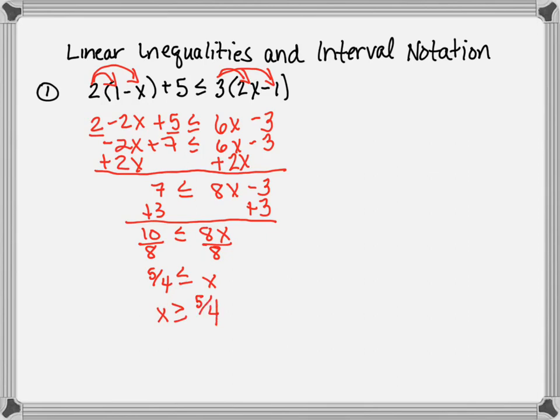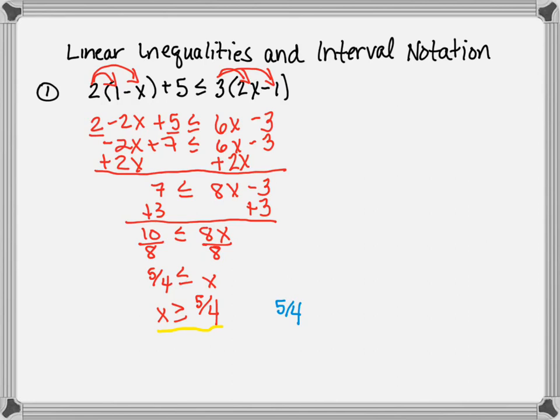And even though 5/4 is less than or equal to x is a valid way of writing the solution, we will often see the x written on the left. So if I reverse everything around, the inequality symbol flips, and it is x is greater than or equal to 5/4. Now, if we're trying to write this in interval notation, what's the smallest number that x can be?